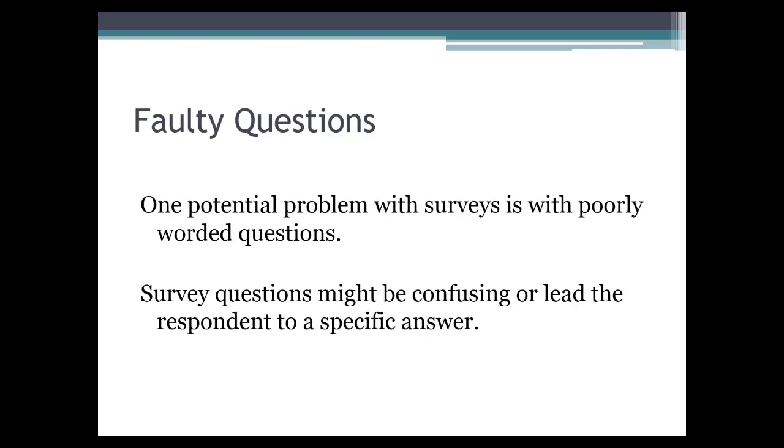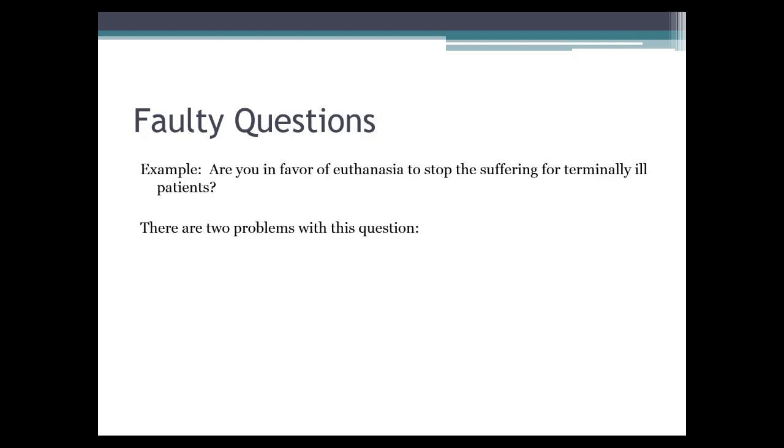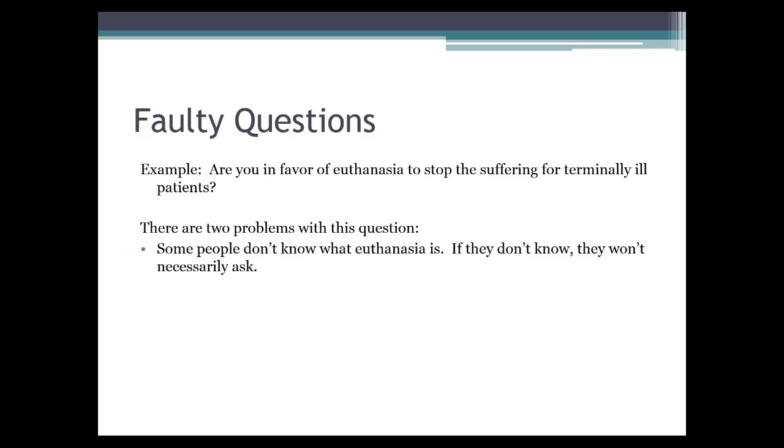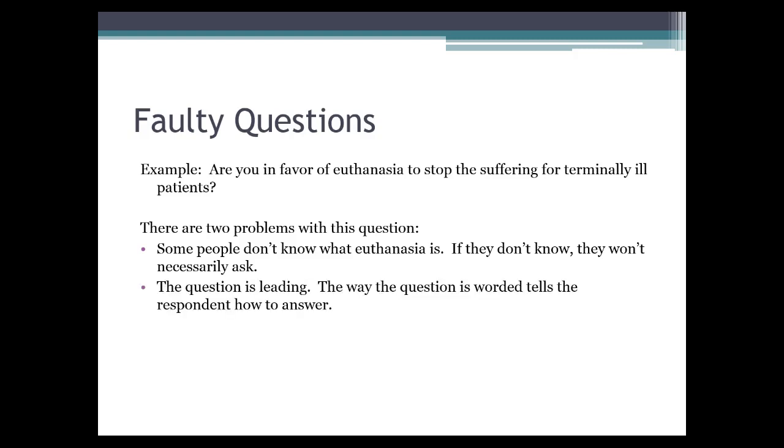So let's look at some other problems that might occur. In a survey, you might get questions that are worded in a way that's confusing or in a leading way. Here's an example. Are you in favor of euthanasia to stop the suffering for terminally ill patients? The first problem with this question is that not everybody knows the word euthanasia. If they don't know, they won't always ask. They might just say, yeah, sure. So you might need to clarify what euthanasia is.